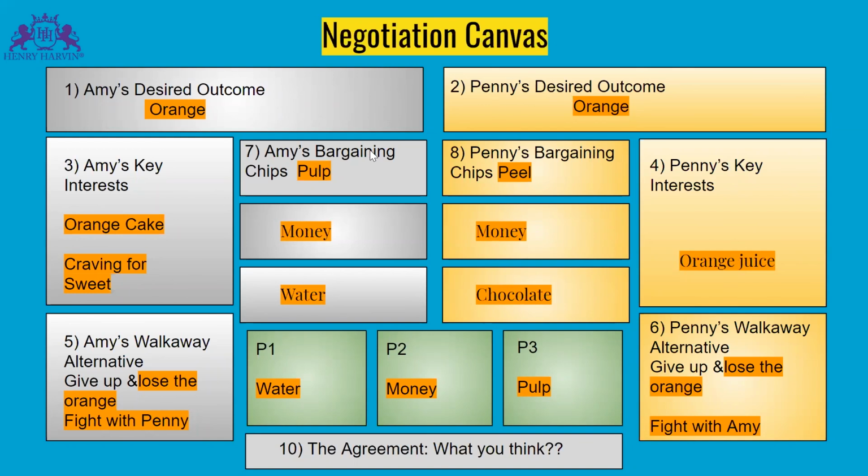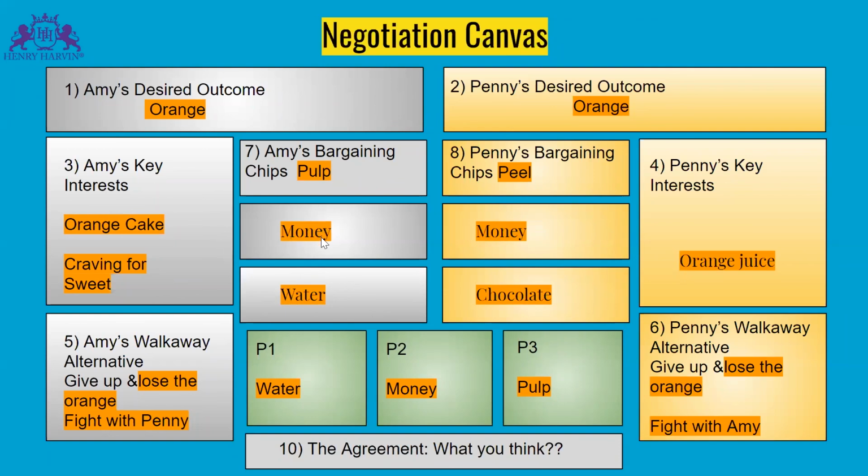So now Amy understands, okay, Penny wants orange juice because she's thirsty. Now, why don't I offer her the pulp of some other fruit to quench her thirst? Or why don't I offer her money to go and buy herself a bottle of water? Or why don't I give her water itself, right? So by giving her water, I'll be quenching her thirst.